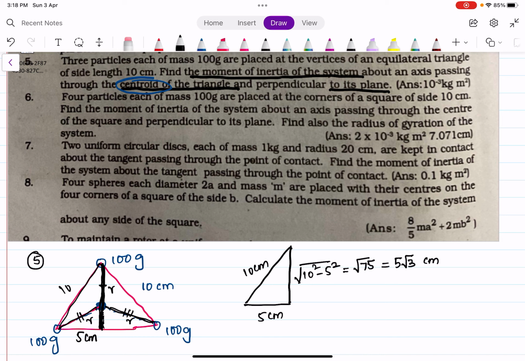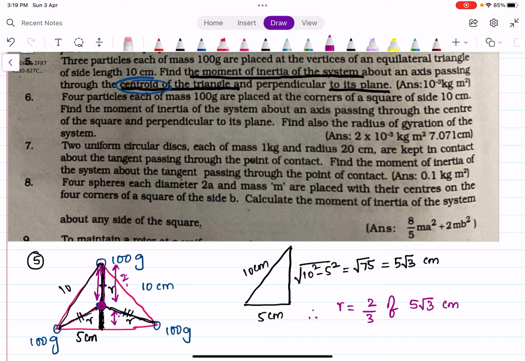Now I would like to find only the length from here to the centroid. This length I need to find out. The centroid divides it in exactly a 1:2 ratio. This will be two parts in length and this will be one part in length. So out of three parts, this length would be 2/3 of the total distance. Therefore R is equal to 2/3 of the total length, 2/3 of 5 root 3 centimeters.